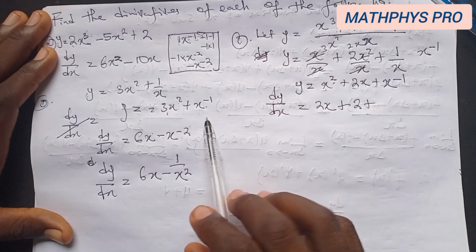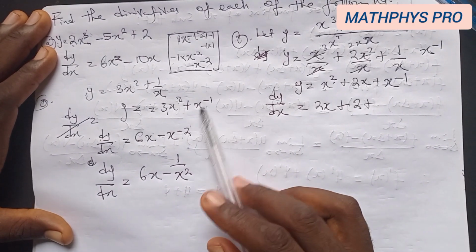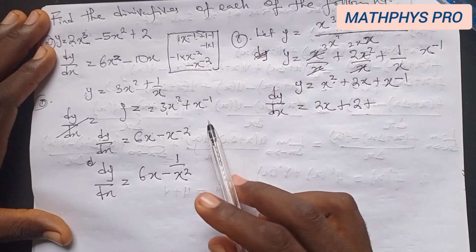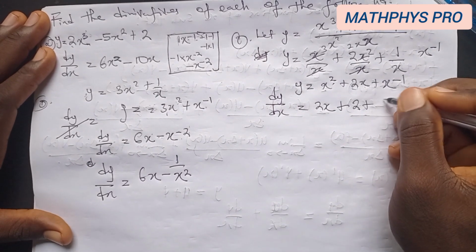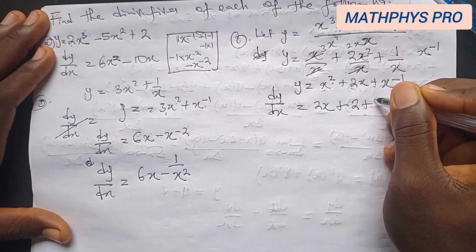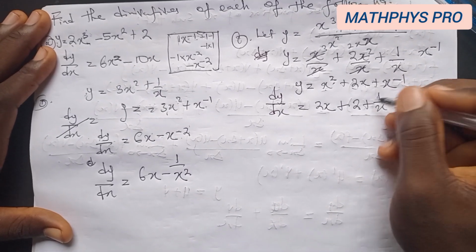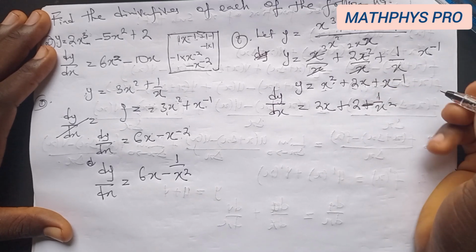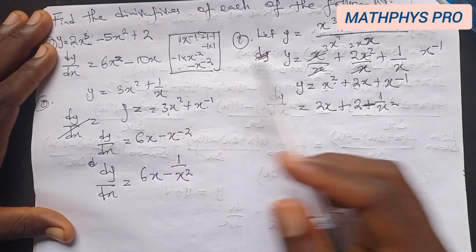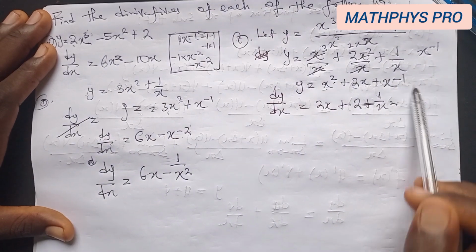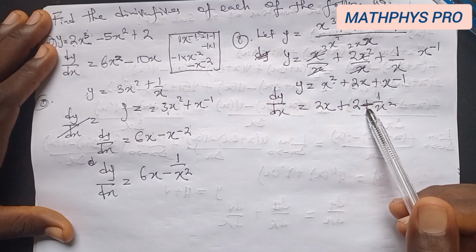this is just what we did here. Differentiate x raised to minus 1, we have minus 1 over x squared. Minus 1 over x squared. Just the same thing we did here. If you differentiate x raised to minus 1, you have minus 1 over x squared.